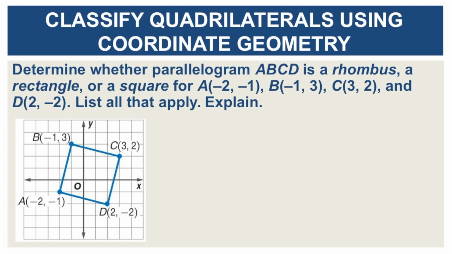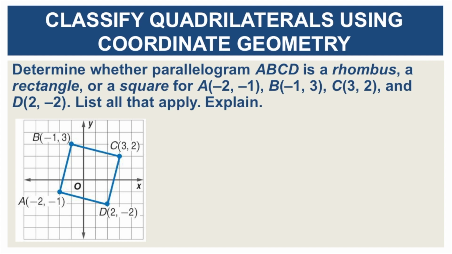Determine whether parallelogram ABCD is a rhombus, a rectangle, or a square, and it gives you the coordinates. List all that apply and explain. So we already know it's a parallelogram. The specifics of a parallelogram come when we are talking about the diagonals, because if the diagonals are congruent and perpendicular, then that will help us know if it's a rhombus or a square. Because if the diagonals are perpendicular, it can be either. If the diagonals are congruent and perpendicular, it's a square. So we want to look at the length of the diagonals.